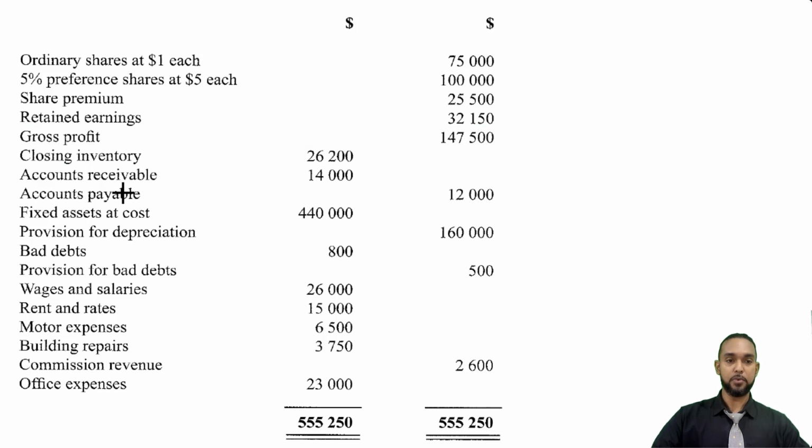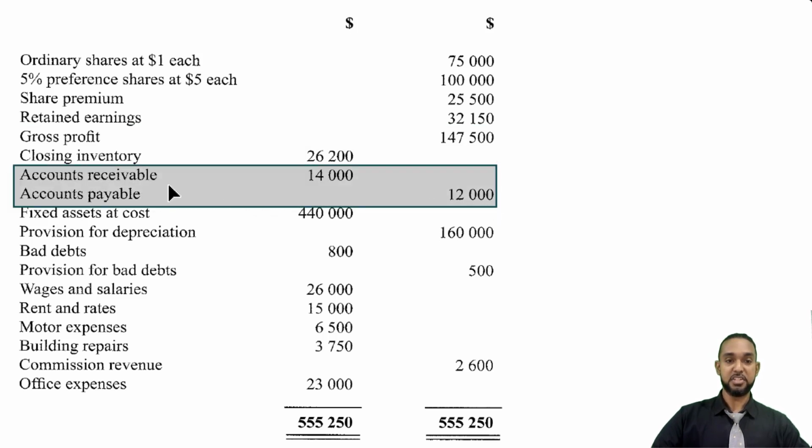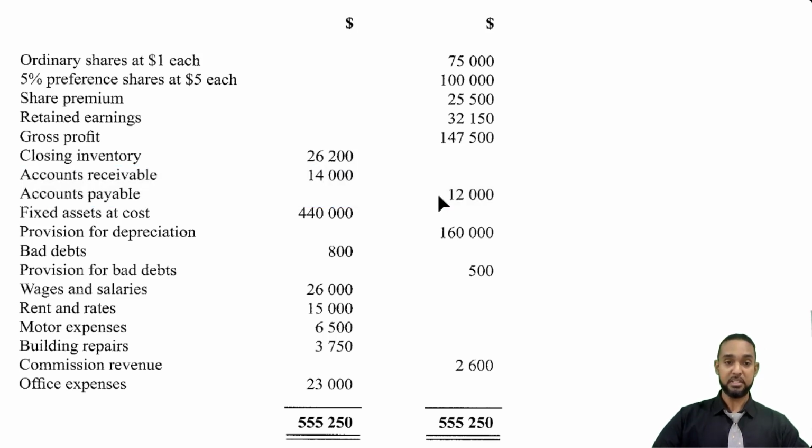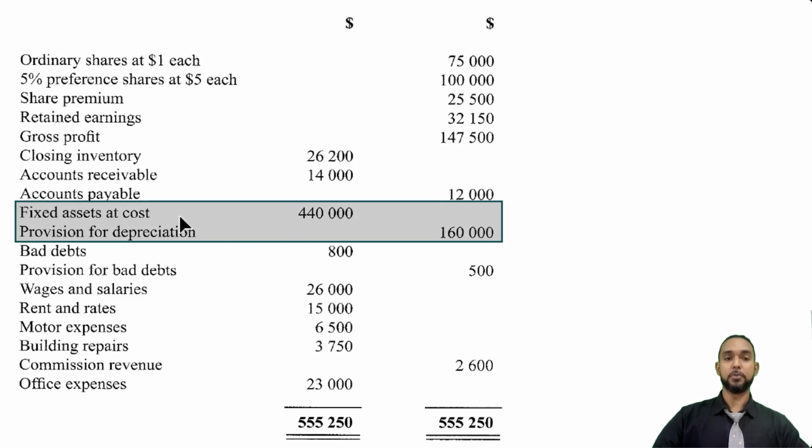Okay, continuing down from there, we have accounts receivable, which is an asset, and assets have debit balances, and accounts payable, which is a liability, and liabilities have credit balances. Then we have fixed assets at cost. So of course, this was an older paper, so they had not yet started using the terminology we use today, non-current assets. So assets again have debit balances.